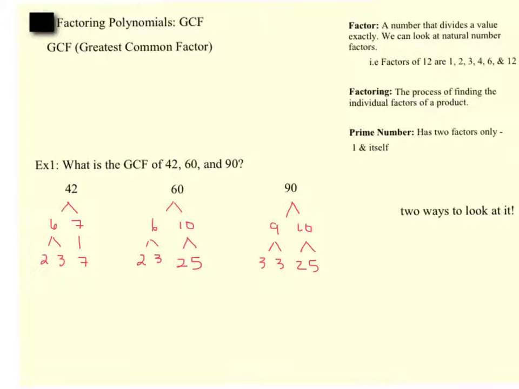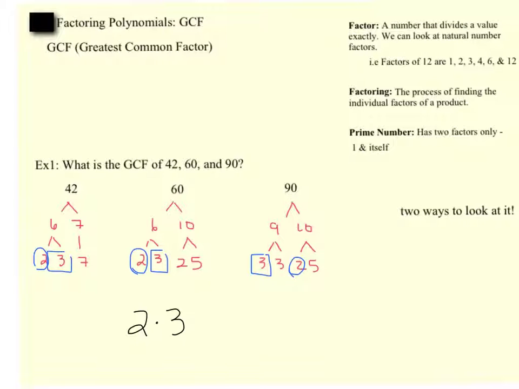And let's start with 2. 42 has a factor of 2. So does 60, and so does 90. And so part of the greatest common factor for all three of those is a 2. Now we go on to the next number. 42 also has a 3. 60 has a 3, and 90 actually has 2 3s, but at most, it only has 1 3 in common with the other two numbers. And so a 3 is part of my greatest common factor.